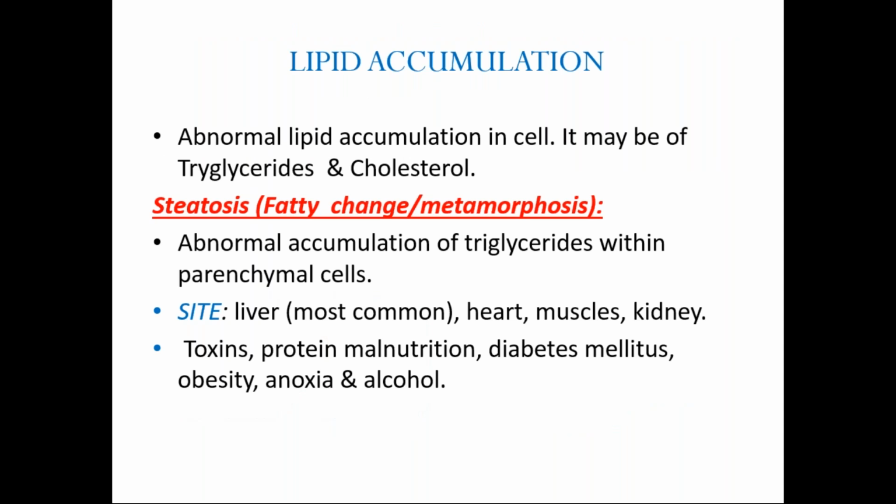First, coming to lipid accumulation, this leads to fatty change in the liver. Abnormal lipid accumulation in the cell occurs. It may be either triglycerides or cholesterol. Steatosis, also known as fatty change or metamorphosis, is abnormal accumulation of triglycerides within the parenchymal cells. Most common site is the liver, and it may also occur in heart, muscles, and kidney. Toxins, protein malnutrition, diabetes mellitus, obesity, anorexia, and alcohol are the major factors.